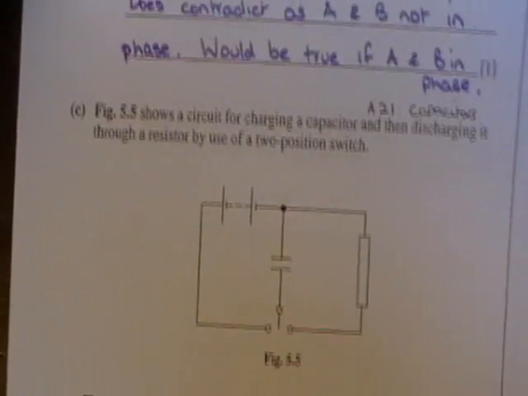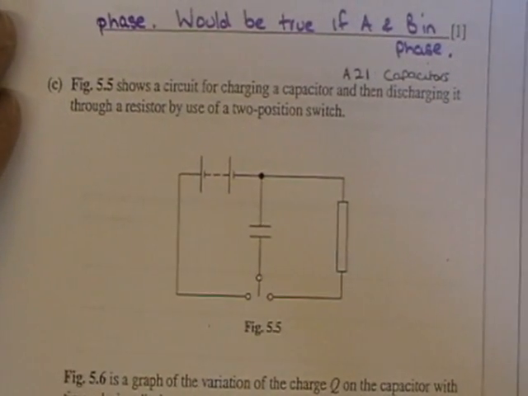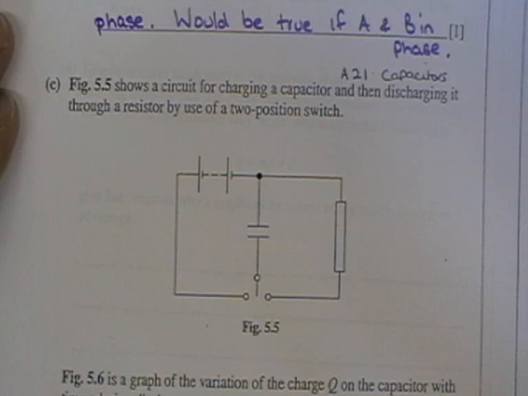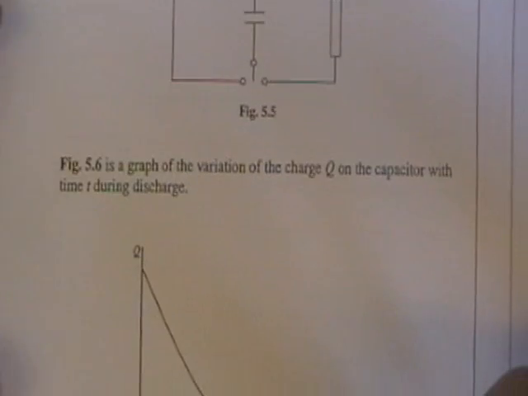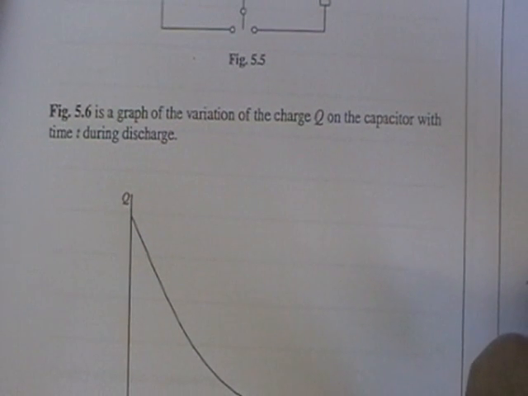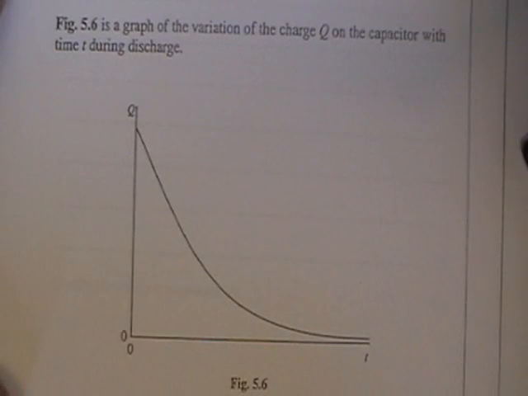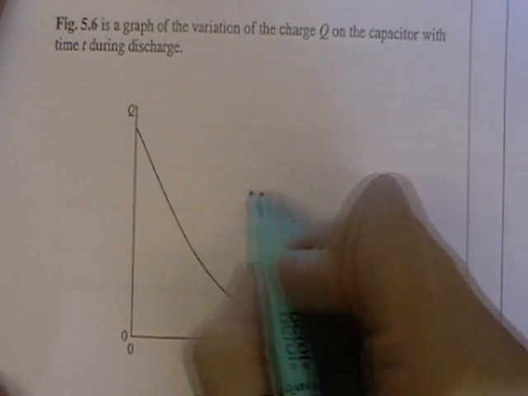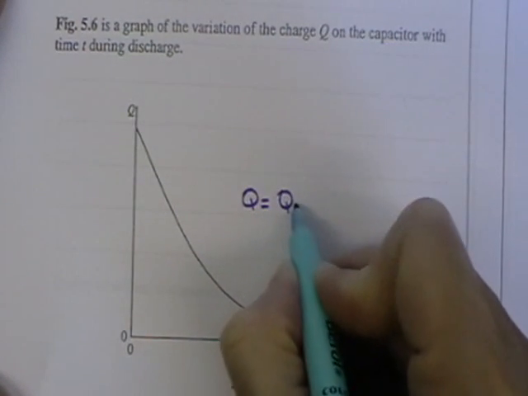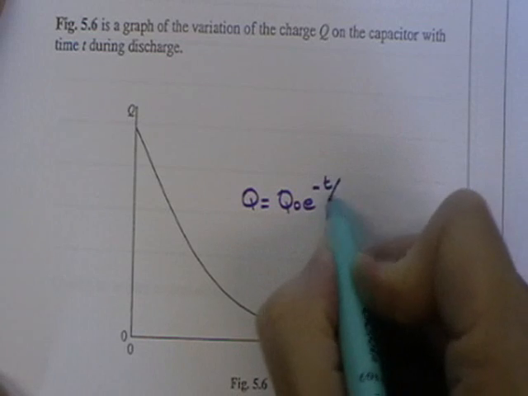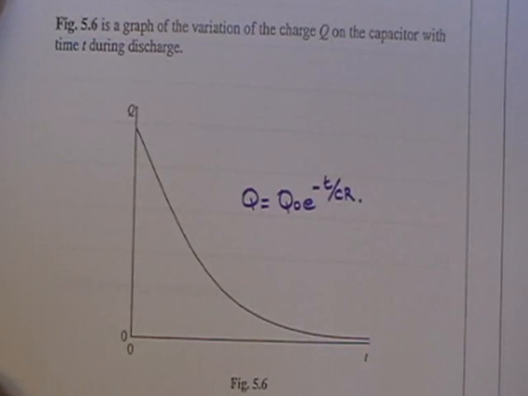Part C of the question is a capacitor question. Figure 5.5 shows a circuit for charging a capacitor and then discharging it through a resistor by use of a 2-position switch. Figure 5.6 is a graph of the variation of charge Q in the capacitor with time during discharge. And as usual, that Q graph is an exponential graph. And I'm just going to write down the equation here. And you'll remember that equation. Q is equal to Q naught, e to the minus t over CR.